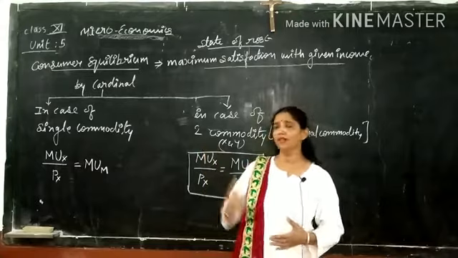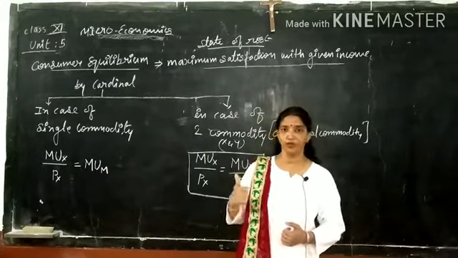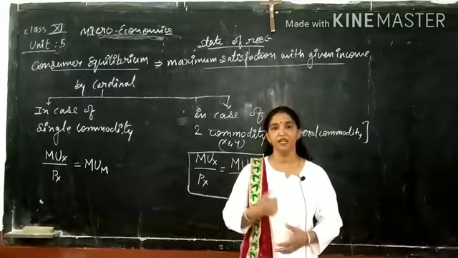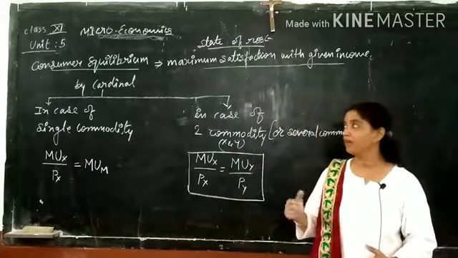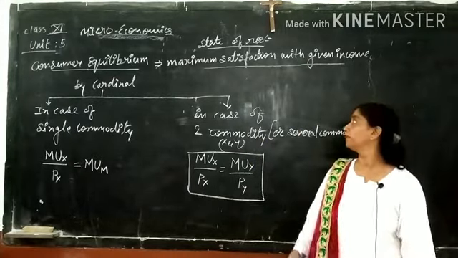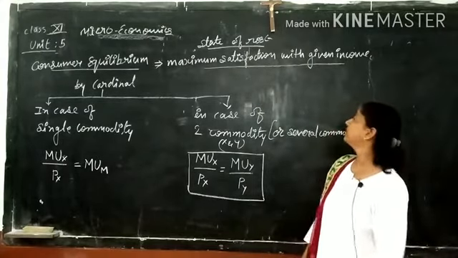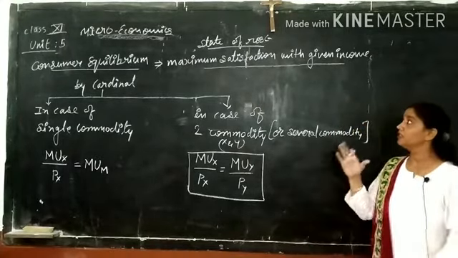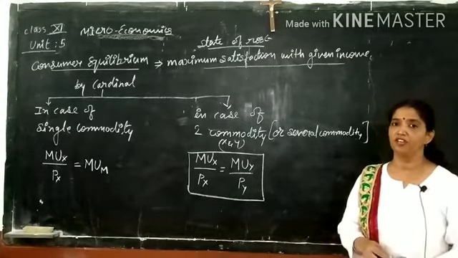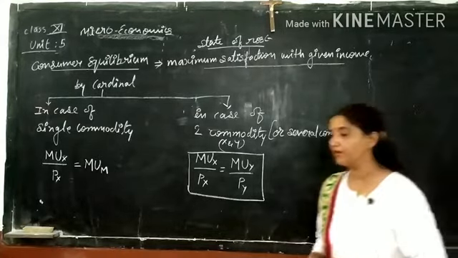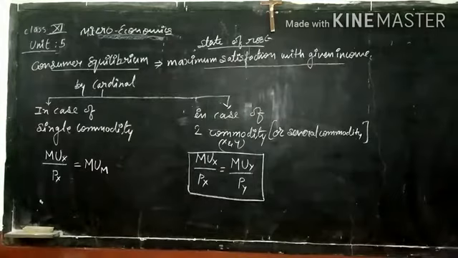My next video is about consumer equilibrium in case of consumption of one commodity and consumption of two commodities by the cardinal approach. Maximum satisfaction with given income is the state of consumer equilibrium. First of all, what is the definition of consumer equilibrium? Consumer equilibrium can be defined in terms of a state of rest in which a consumer is getting maximum satisfaction with his given income.